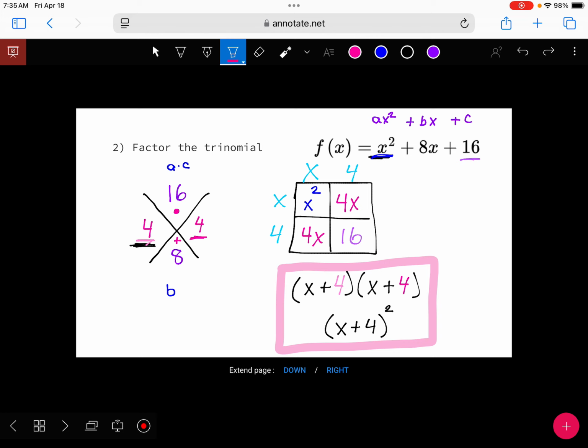So both of those would count as factored form. You don't have to write both, but we'll need to be able to recognize that when it says x plus 4 squared, it means x plus 4 times x plus 4, not x squared plus 16. We cannot distribute powers in. That's not how that works. So x plus 4 times x plus 4 is the same thing as x plus 4 squared.